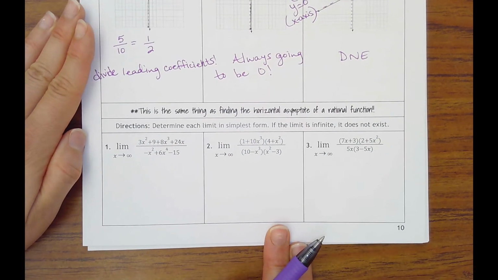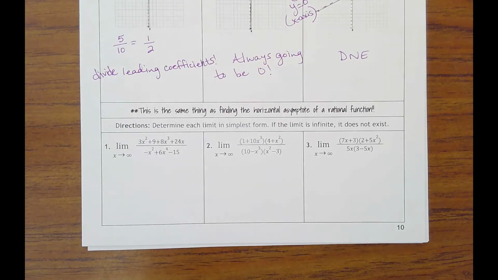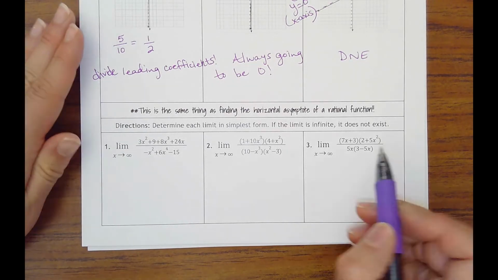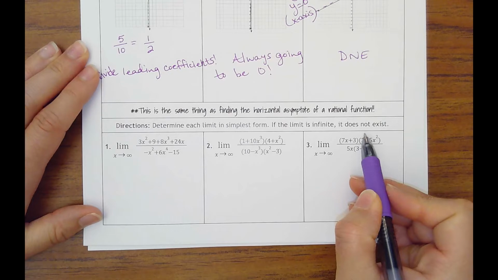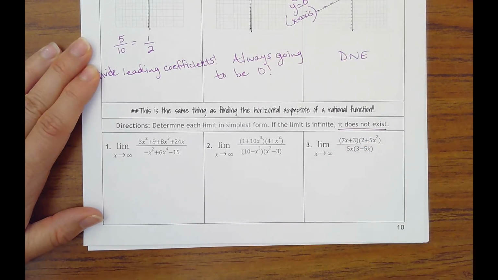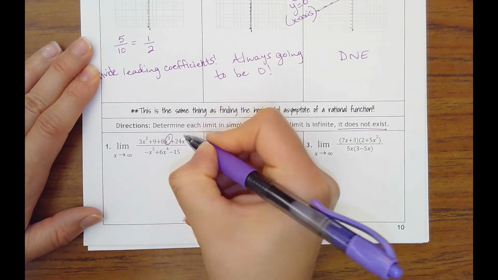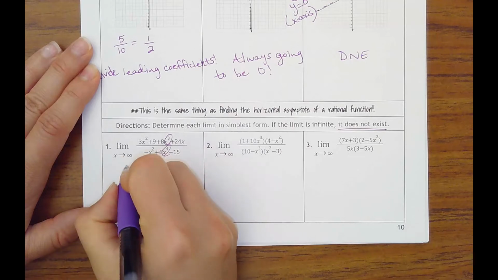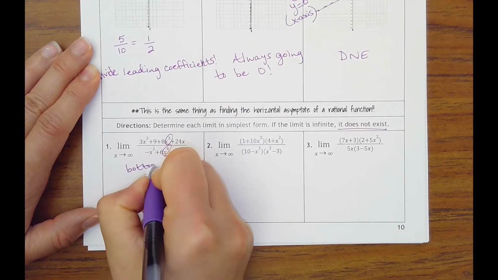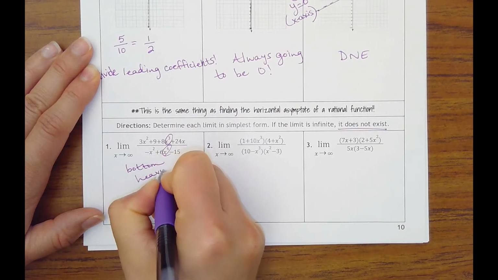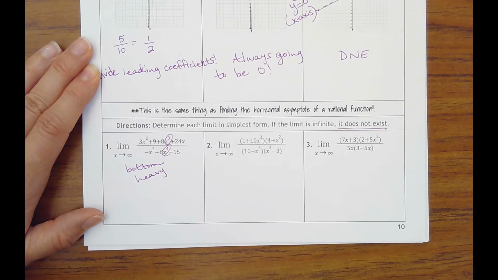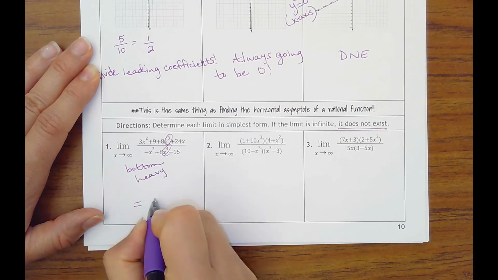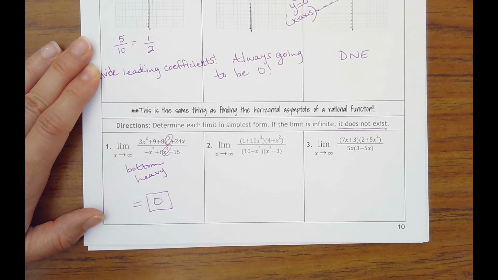So let's try that with our rules. It says determine each limit in simplest form. If the limit is infinite, it does not exist. So on number 1, find the highest power. I see x cubed and I see x to the 4th. That makes this bottom heavy. If it's bottom heavy, it's just my normal fraction where it's going to equal 0. And you could graph that and see that it has a horizontal asymptote of 0.